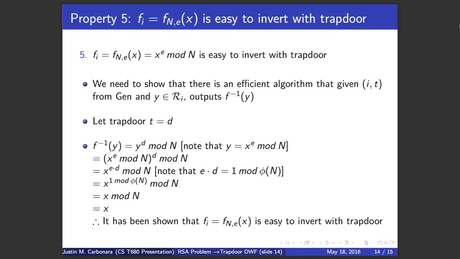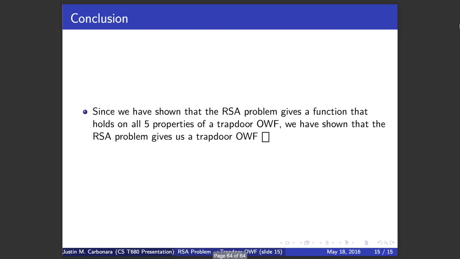So we've now proved all 5 properties. So in conclusion, since we've shown that the RSA problem gives a function that holds on all 5 properties of a trapdoor one-way function, we have successfully shown that the RSA problem leads to a trapdoor one-way function.